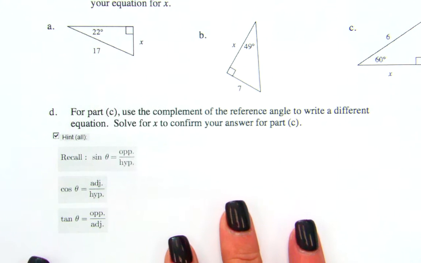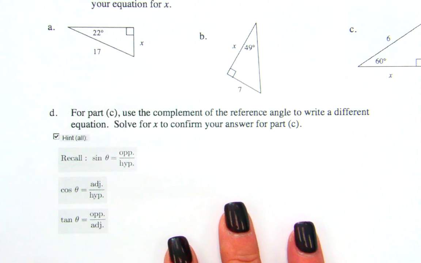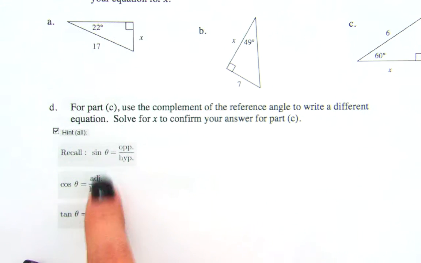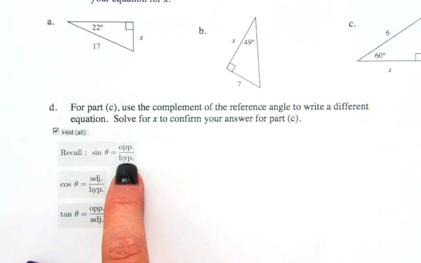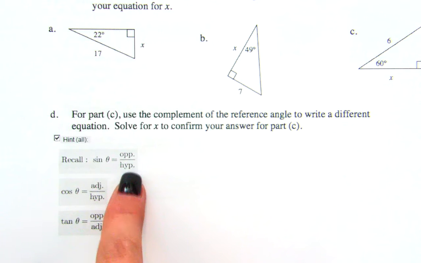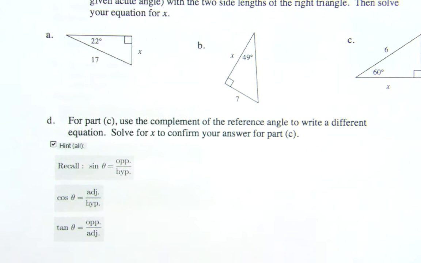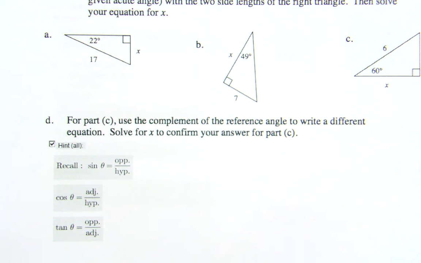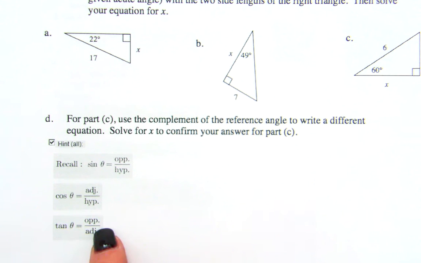So the hint for all of them basically recalls which one's which. Sine is going to be your opposite side from your acute angle over the hypotenuse of the triangle. Cosine is going to be the adjacent, or the one next to it, over the hypotenuse. They're all pretty much fractions. And then opposite over adjacent for tangent.